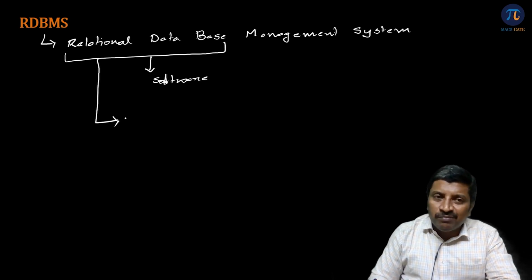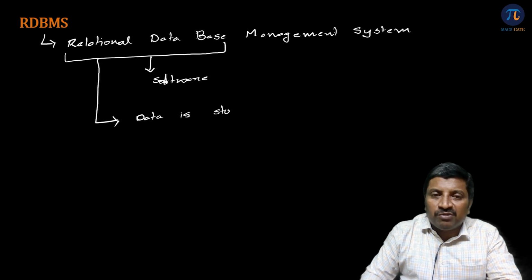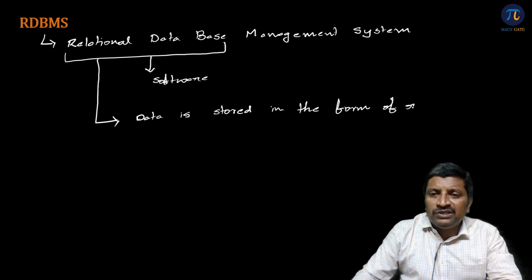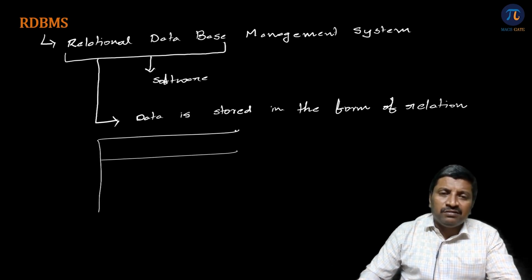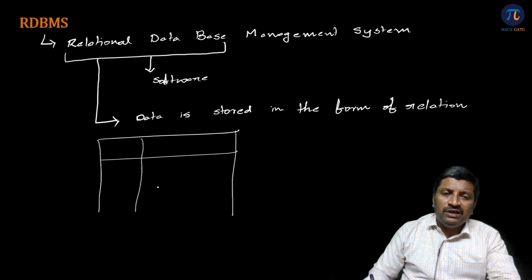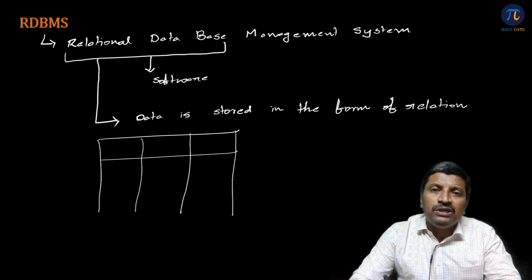Automatically, what is our next question? What is a relational database? A database in which data is stored in the form of relations. What is meant by a relation? In general English, a relation is a table. So a database in which we store the details in the form of tables is called a relational database. And the software which we use to manage a relational database is called RDBMS.